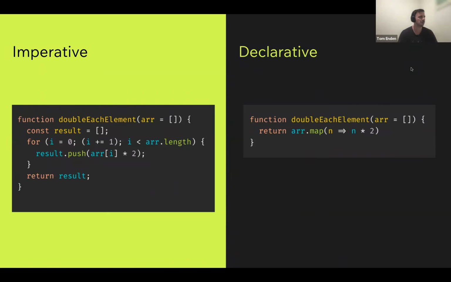Now let's take a look at the declarative one. We use the built-in JavaScript map function on arrays, and we just say array.map and double the item. We don't really care here internally how JavaScript does this, if it does it by a loop or in any other way. We basically just describe what we want to happen. And this is declarative programming. Also notice that it's much shorter, which is often a property of declarative programming.